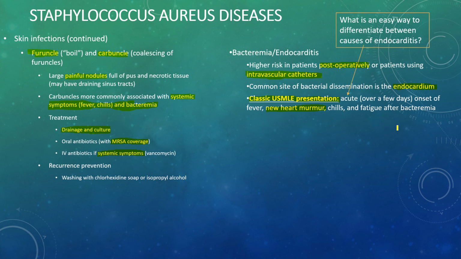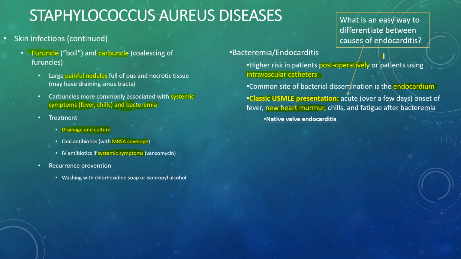All right, what's an easy way to differentiate between causes of endocarditis? Remember, Staph aureus is acute, while most other forms are subacute, such as the strep viridans endocarditis, the enterococcus endocarditis, the HACEK endocarditis. All of these are more subacute and happen in weeks to months. The key thing about Staph aureus is it happens in days. That's a nice way you can remember Staph aureus causing endocarditis.